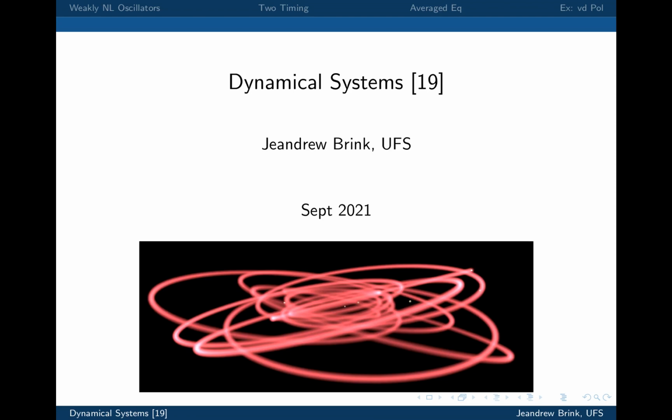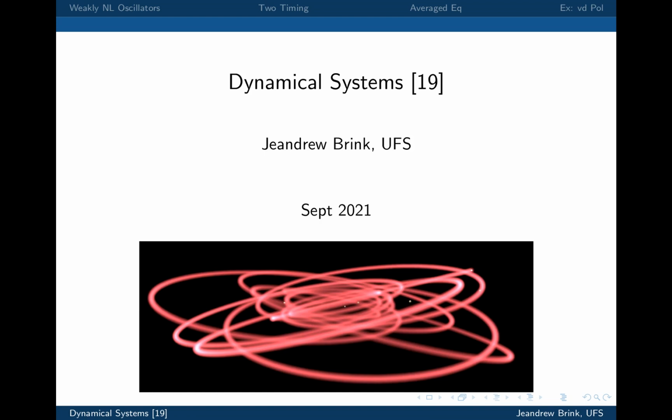Welcome to lecture 19 of Dynamical Systems. Today we're going to go on and try and fix what we had wrong with the regular perturbation theory in the last lecture. If you remember, we did the regular perturbation theory and we found that just assuming that the answer was a series expansion in epsilon was not enough.